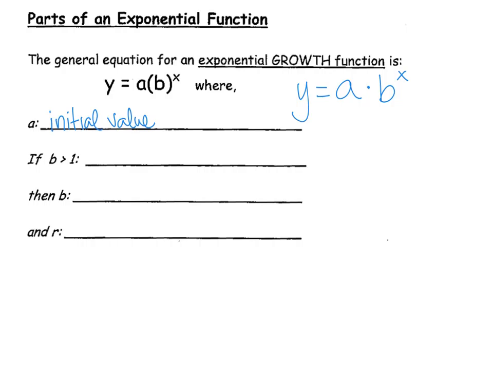Okay. When B is bigger than 1, that's what we call growth, right? Now, B is usually bigger than 1. Sometimes it's like 2 or 1.5 or 3 or 4. So I care how much more than 1 it is. That's important in this lesson. So B is called the growth factor. So write down growth factor for B.